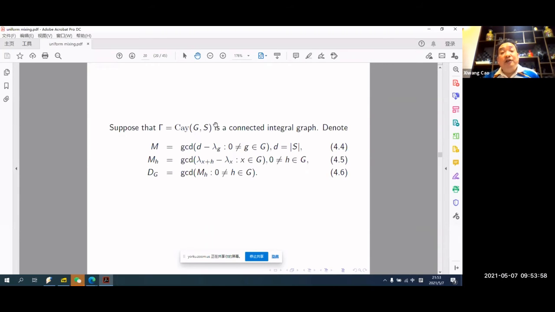When this Cayley graph is a connected integral graph, we can define the following numbers. M is the GCD of d minus lambda sub g, which is an integer. And for each h not equal to zero, the identity element of G, we can also define this number, and also the GCD of these numbers. These numbers will be used in the following discussion.